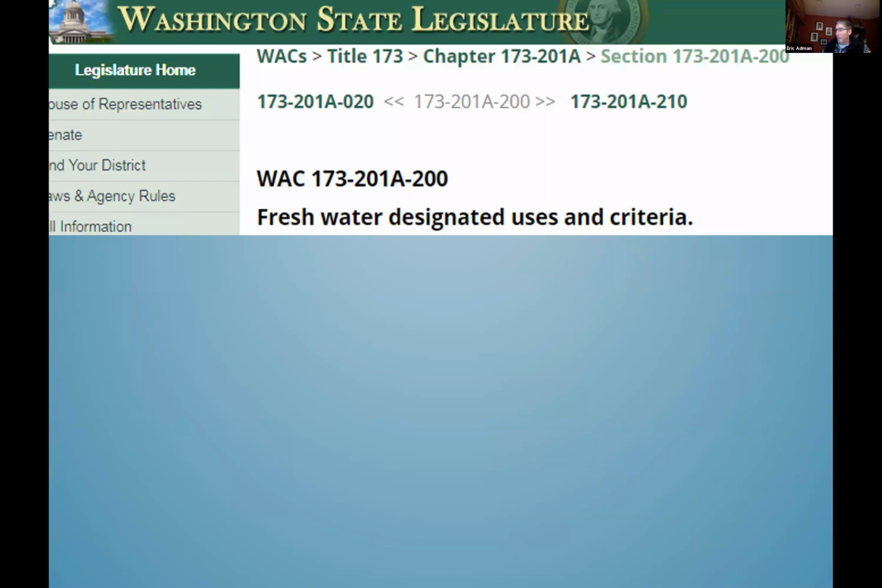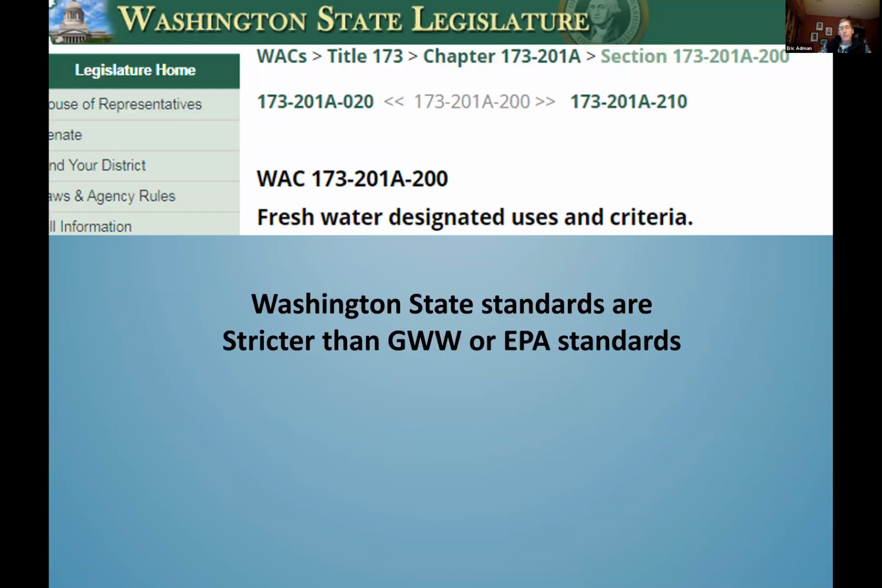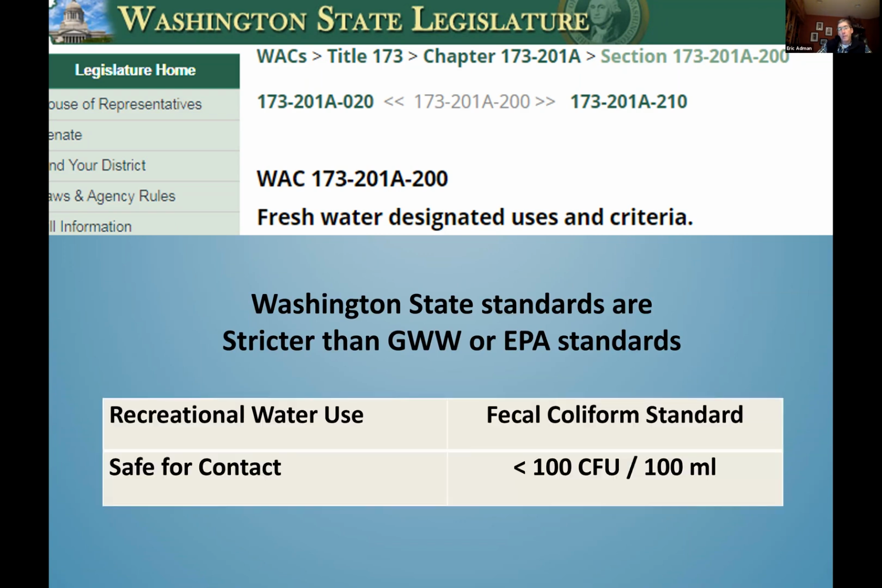In Washington State, we have stricter standards, and they recently changed these within the last year or so. They used to be a number of different levels that they established, but essentially now for recreational use, they're saying they want the level to be less than 100 CFUs per 100 milliliters.